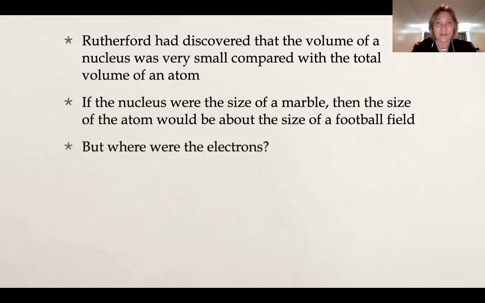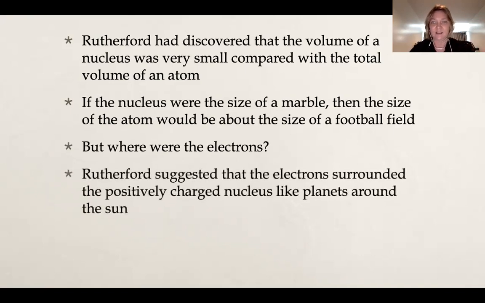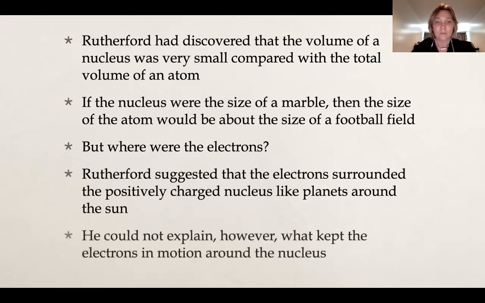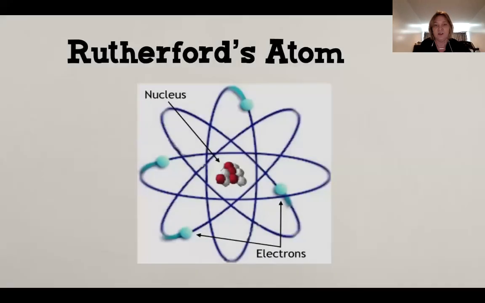But where were the electrons? Rutherford discovered something very small that has significant mass and positive charge, but where are the electrons? Rutherford suggested the electrons surrounded the positively charged nucleus like planets around the sun, but he could not explain what kept the electrons in motion around the nucleus. Like, why not just fly off? So here is the model of Rutherford's atom, which has a dense nucleus with positive particles in it, and negative electrons that orbit around it.